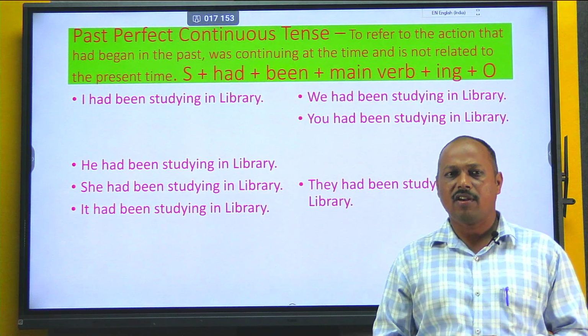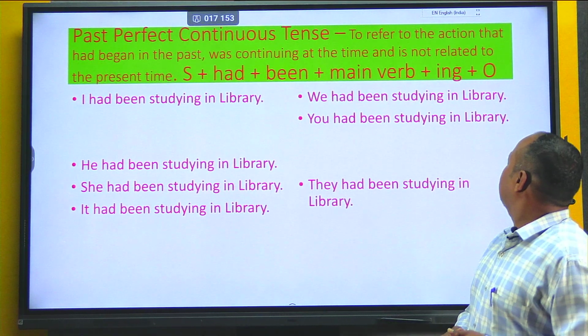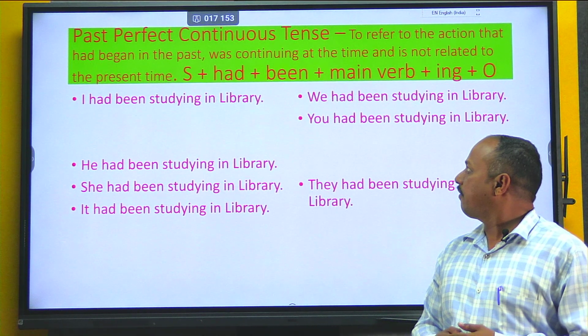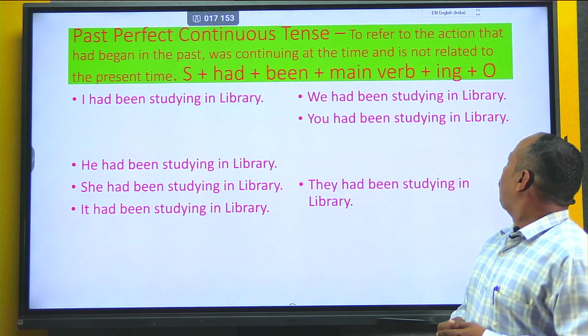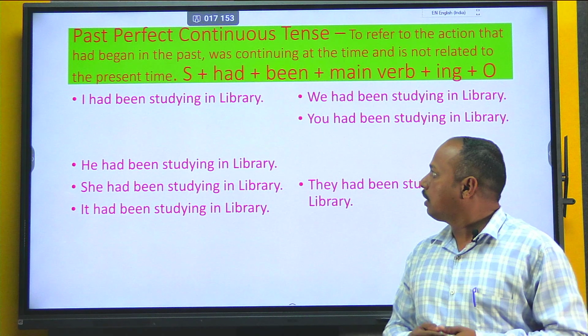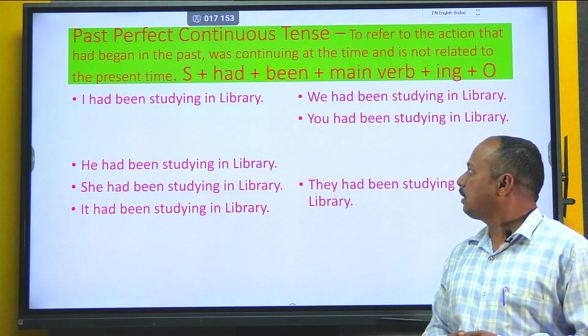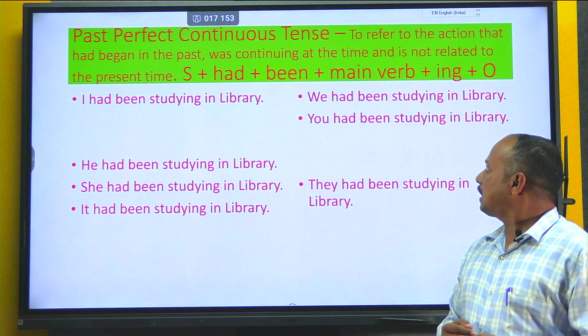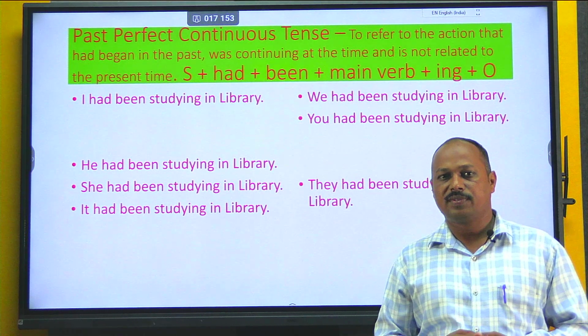The definition of past perfect continuous tense is to refer to an action that had begun in the past, continued at that time, and had not yet reached the present time. Then the structure of past perfect continuous tense: subject plus had plus been plus main verb ing plus object.